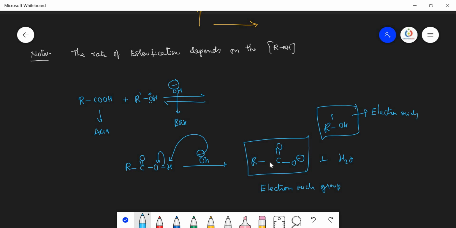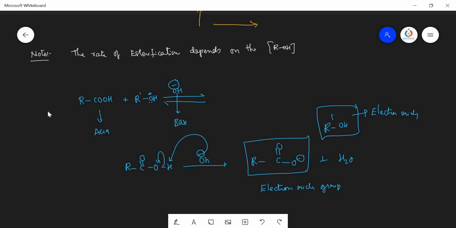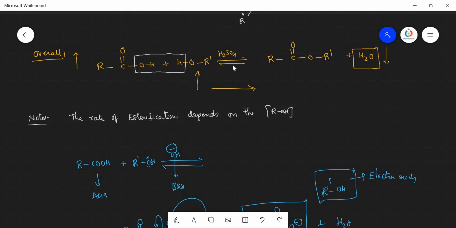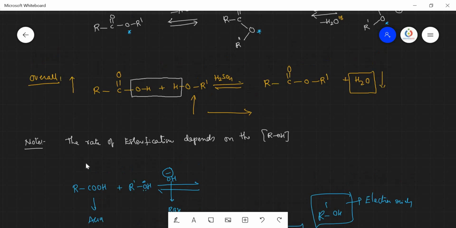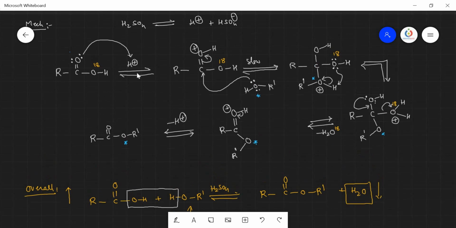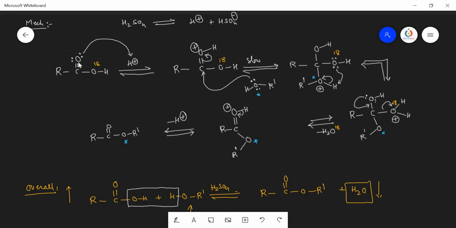So one electron rich group cannot attack another electron rich group. That is the reason why, in the presence of OH minus, the hydroxide ion, the esterification reaction will not be carried out, and it is carried out only in the case of the acid. Why? Because the acid attacks the carbon-oxygen double bond, creating a positive charge and making the carbon positive, so that alcohol can easily attack the partially positive carbon atom, which leads to the formation of the ester.